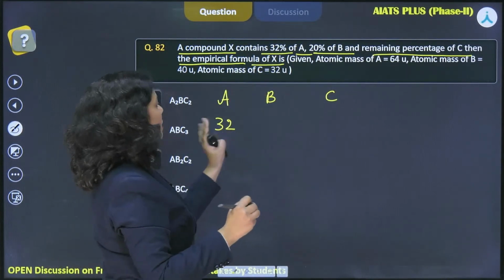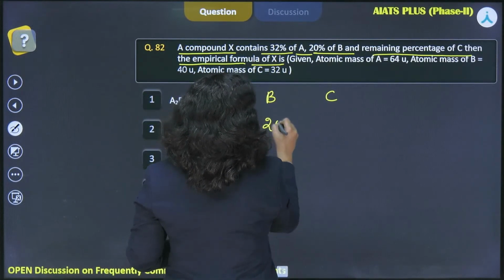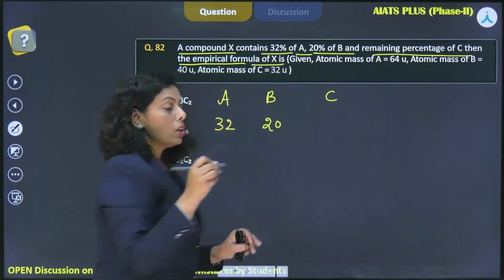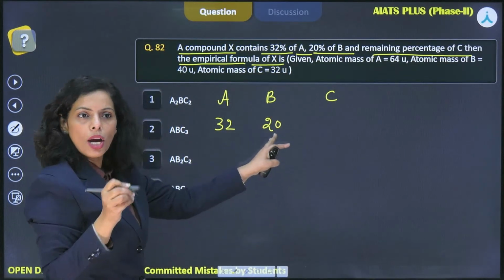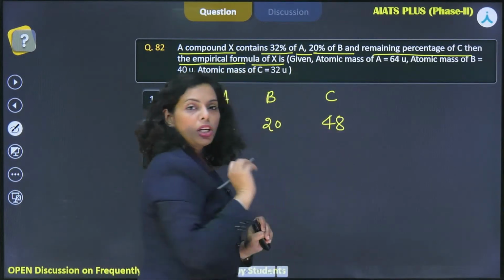So 32% means 32 gram, that amount I have taken. Okay. Now for B, it is 20%, so 20 gram. The remaining percentage of C is there. So 32 plus 20, 52, 100 minus 52 is 48. Amount of C is 48.